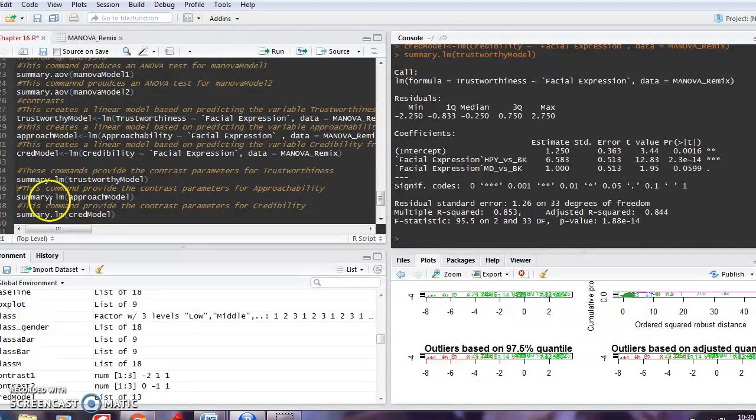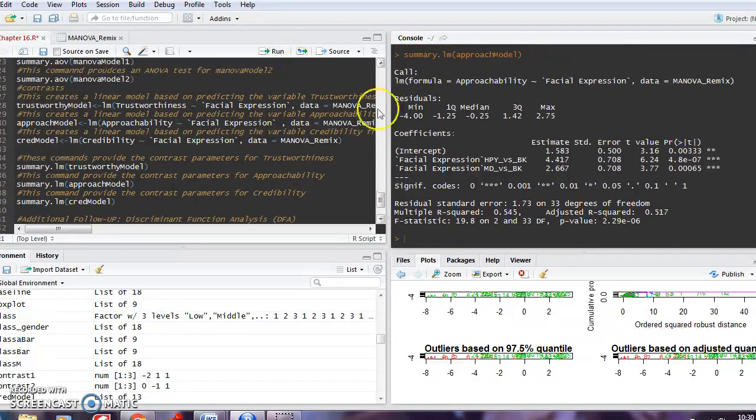Now let's do the approach model. So we see some significant differences here between comparing our groups. For happy against blank facial expressions, we see a significant value. So this suggests that the ratings for approachability for the happy facial expressions are different from the blank facial expressions ratings. Not ratings, but y'all know what I mean. I'm tired.